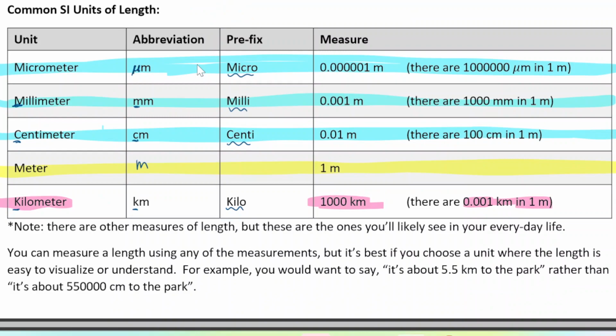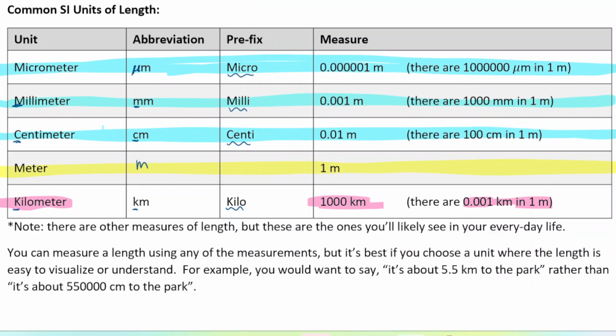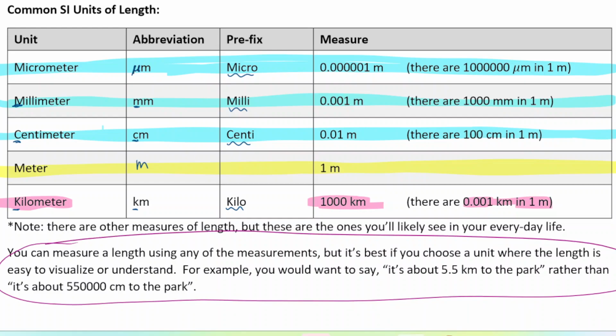Okay, this little sentence here is important, so let's read it. You can use any of these units when you're measuring lengths, but it's best if you choose a unit where the length is easy to visualize or understand. Let's say it's 5.5 kilometers to the park. That's much better to say than it's 550,000 centimeters to the park. It's really hard for our brains to understand 550,000. Much easier for us to visualize 5.5 kilometers. So this would be a far more useful thing to say rather than this.